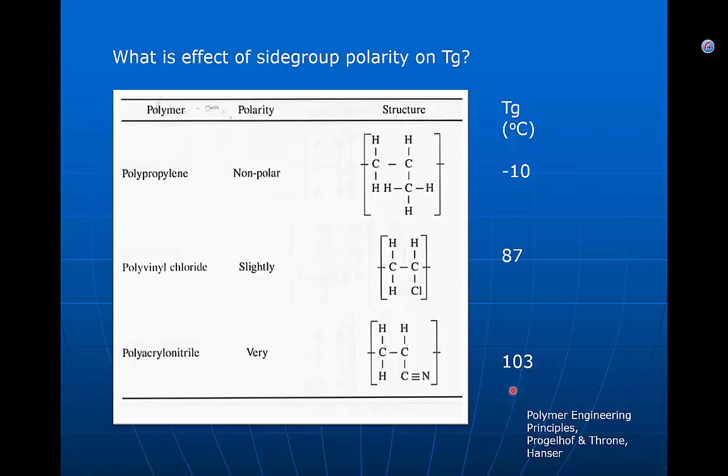What happens if the side group on the backbone of this chain is polar? What if I don't have a neutral molecule? Well, polypropylene has a side group that bumps the TG somewhere around minus 10 degrees, maybe minus 20. So quite a bit higher than polyethylene's TG of minus 120. When I throw a chlorine in here, the chlorine-carbon bond is somewhat polar, and that drives the TG to 87. If I throw carbon-nitrogen, make polyacrylonitrile, this is even more polar, and so we drive the TG up a little higher.